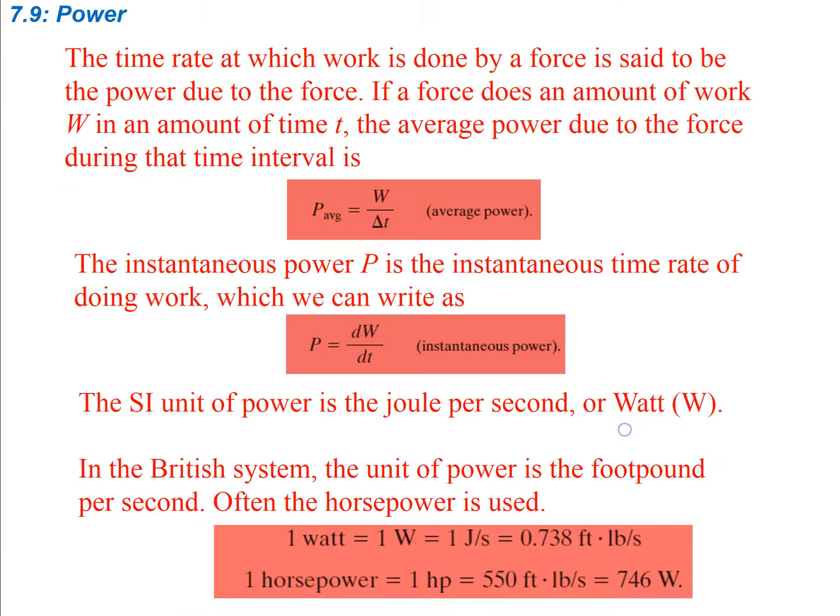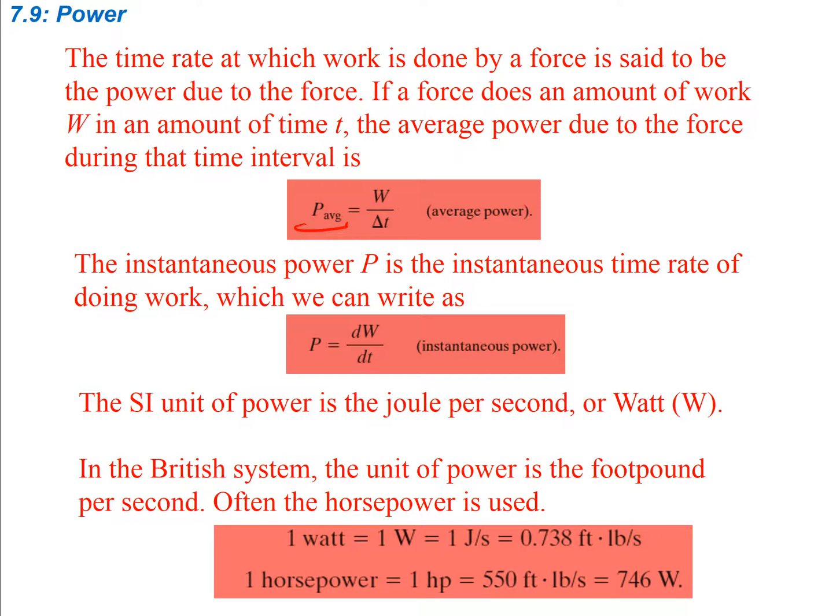All right. So now let's look at power. The time rate at which work is done by a force is said to be the power due to that force. If a force does an amount of work, W, in an amount of time, the average power of the force during that time interval is just going to be given by this equation. So the average power is going to be our work divided by our time. Basically it's the amount of work you have done in a certain amount of time.